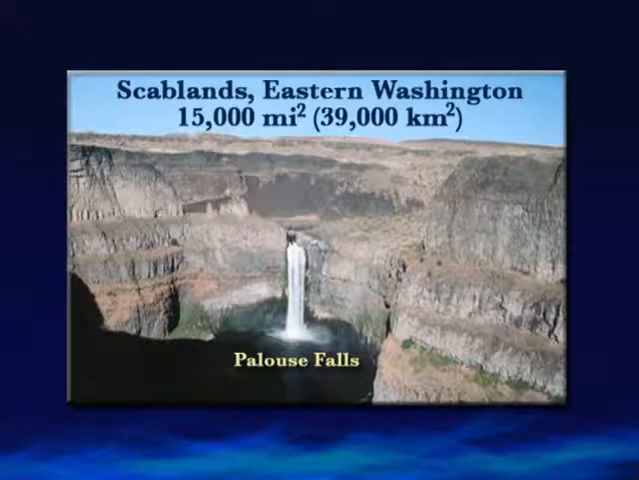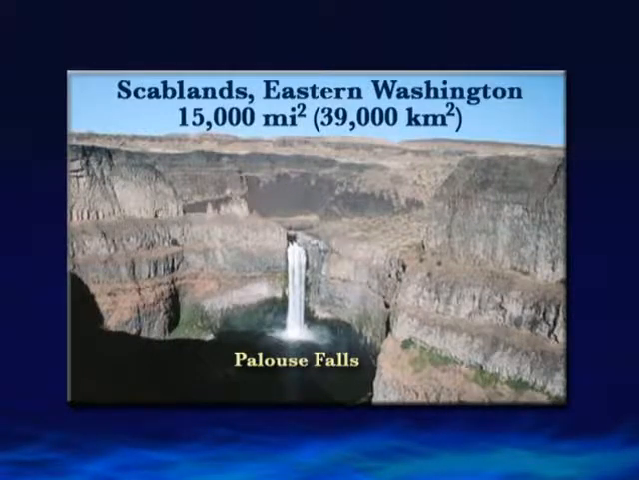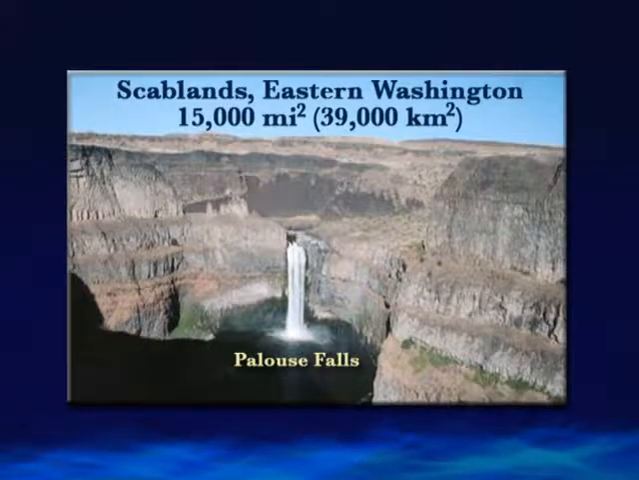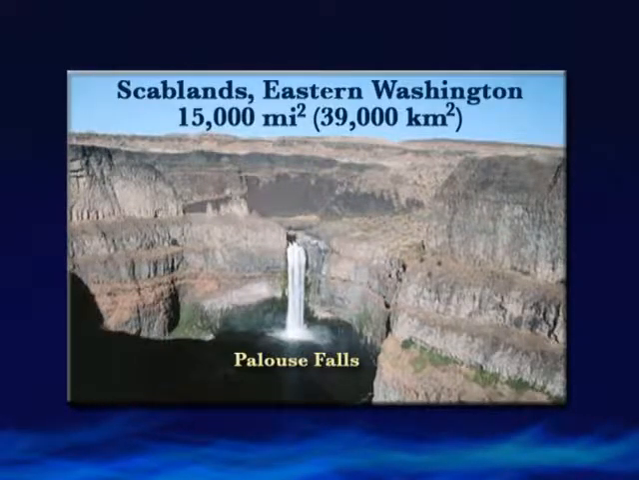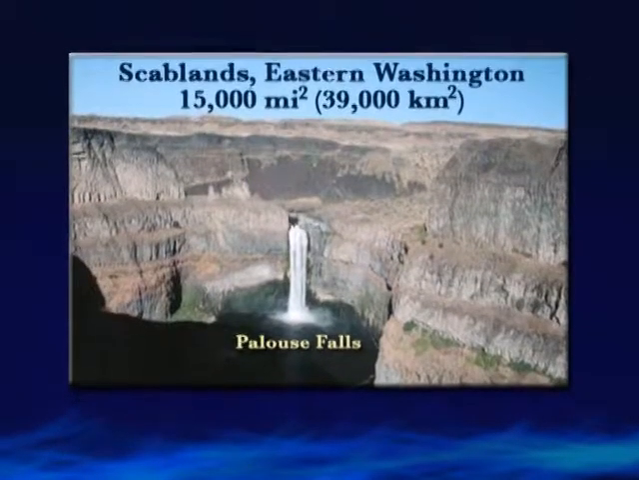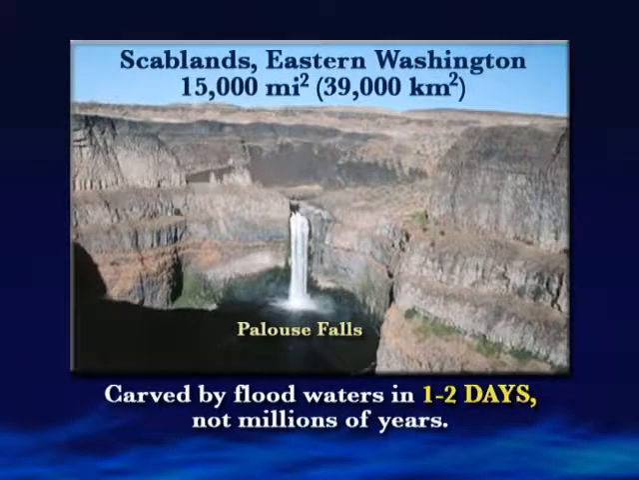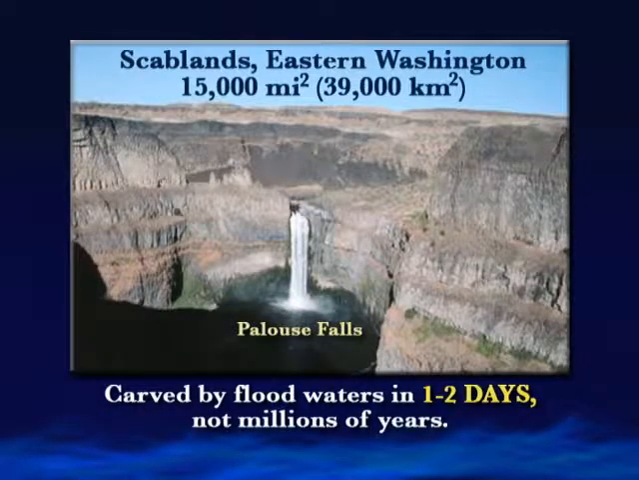Here's an interesting example of the power of preconceived ideas. The Scablands out in eastern Washington, covering an area of 15,000 square miles. Beautiful area of valleys and waterfalls. And for many, many decades, if you would check the literature, or would have gone here and talked to a national park ranger, they would have said that this formation was formed over many, many millions of years by stream erosion. But if you go to a website today on the Scablands, you will be informed that this was all formed by floodwaters in 1 to 2 days.